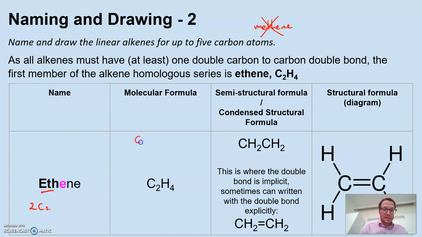Following that general formula, CnH2n, 2 lots of 2 gives us our 4 in our molecular formula. In the semi-structural formula, we can see CH2, CH2. This is where the double bond would be implied, knowing our chemistry that carbons must contain 4 bonds, and we can often represent it where the double bond is labelled explicitly.